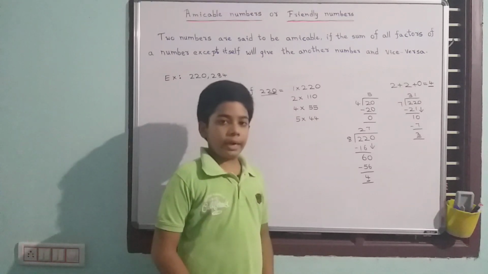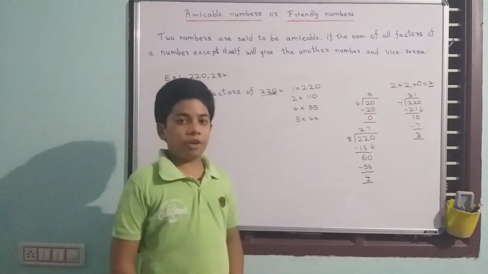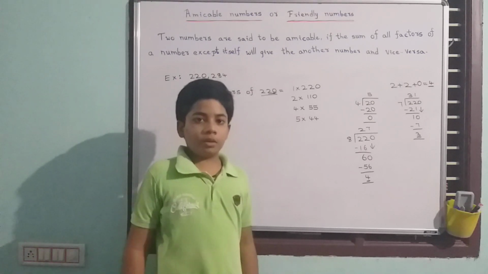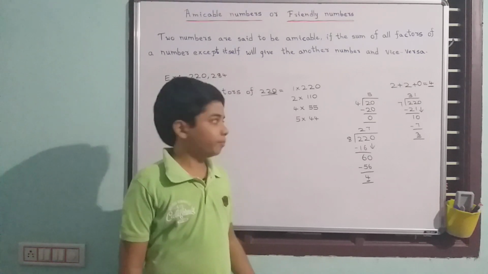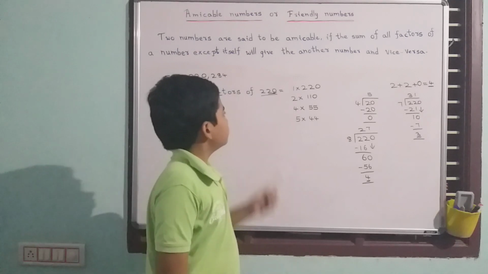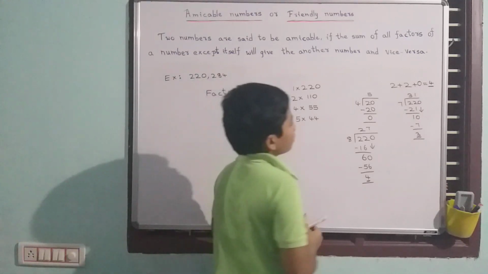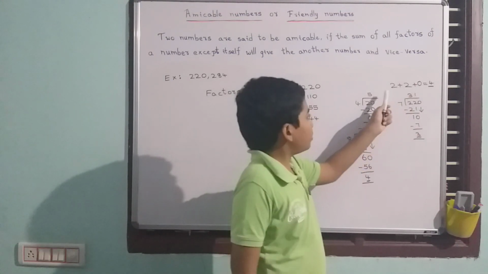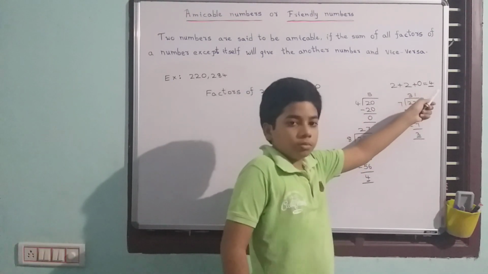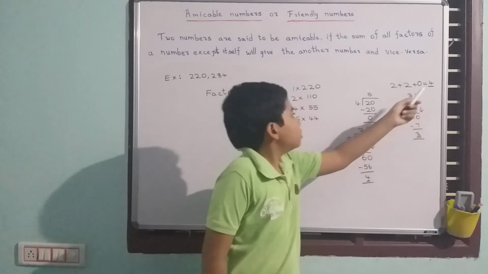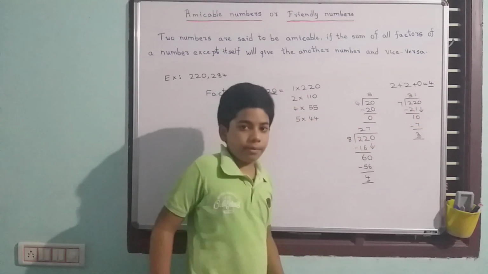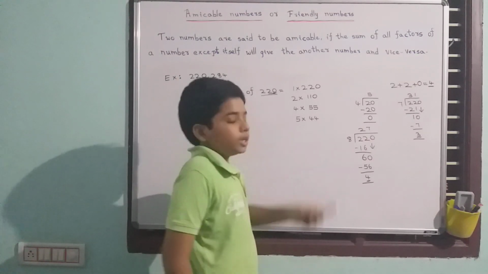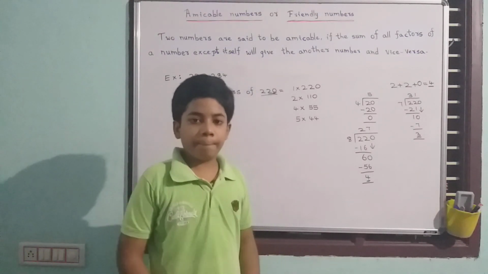Let us check with 9. The divisibility rule of 9 is the sum of the digits of the given number should be divisible by 9. So let us add the digits of 220. 2 plus 2 plus 0. 2 plus 2, 4. 4 plus 0, 4. 4 is not divisible by 9. So 220 is also not divisible by 9.